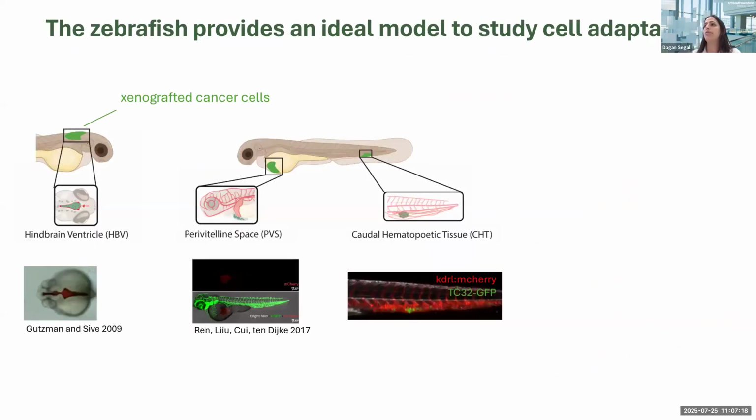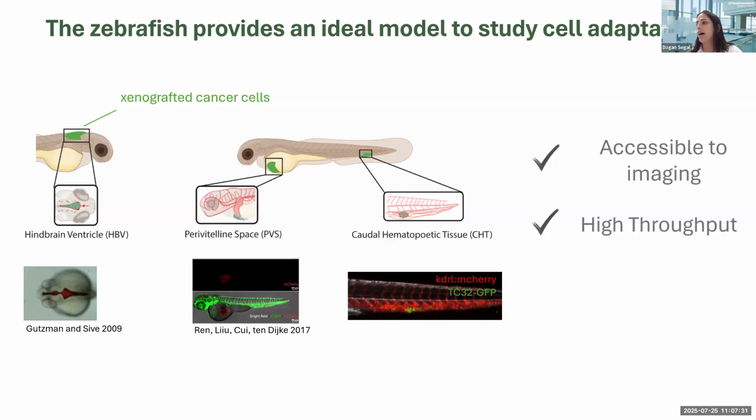And that's really where the zebrafish model comes in as an ideal model to study these aspects of cell adaptation because of its combined advantages of accessibility to high-resolution imaging, the throughput necessary to capture true heterogeneity of data, and the complex microenvironments of a vertebrate organism.